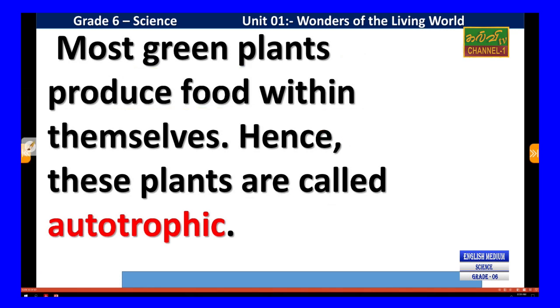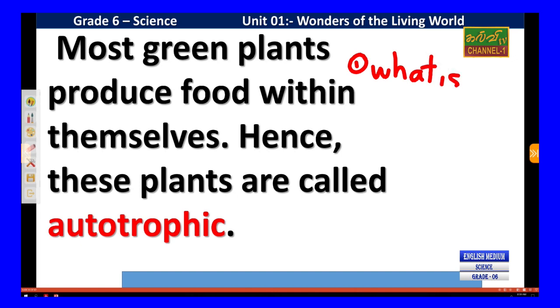So here also they can ask questions. Right? First question, can you remember? What is growth? Second one is, what is nutrition? Third one is, what is autotroph? Okay.